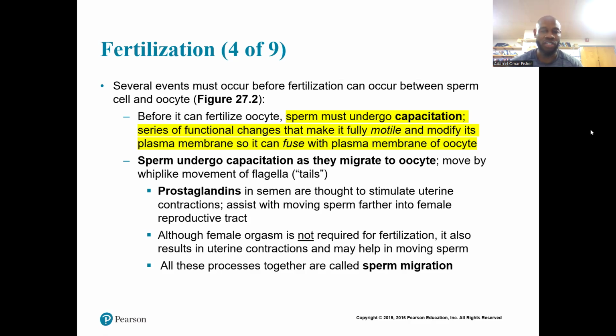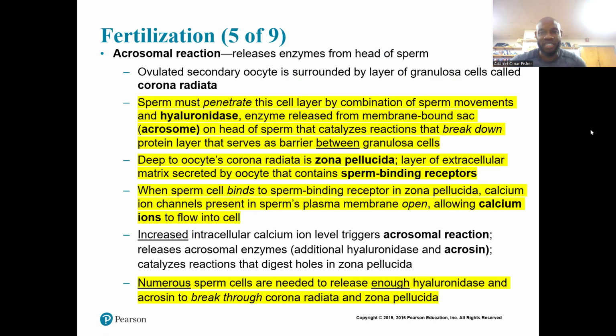Prostaglandins in semen are thought to stimulate uterine contractions. The male and the female bodies, think about it, are sort of working together to make this happen. Sperm moves farther into the female tract. Female orgasm is not required, but it can still happen, to where the sperm migrates to where it's supposed to be, by the efforts of the sperm and male orgasm. It can get to the egg.